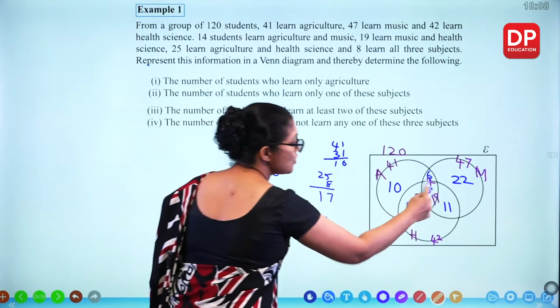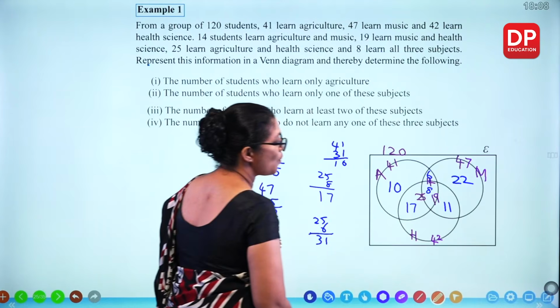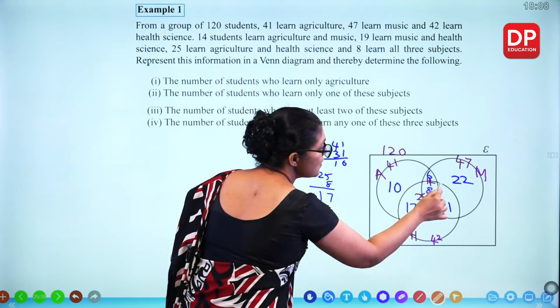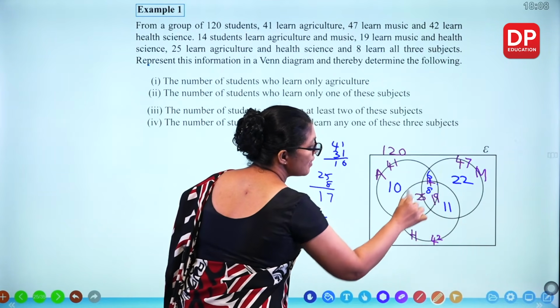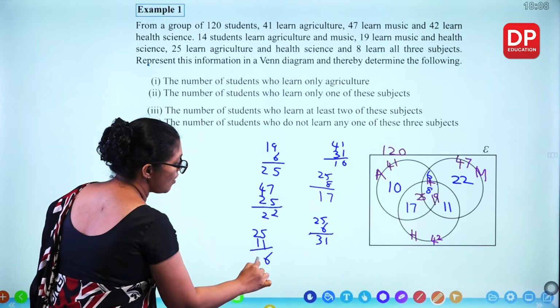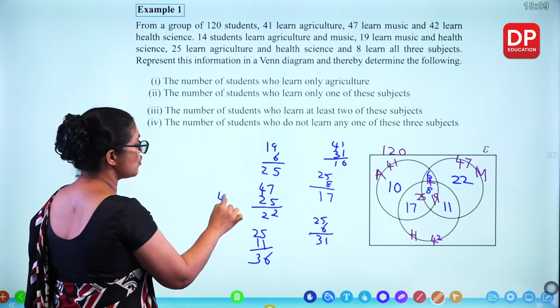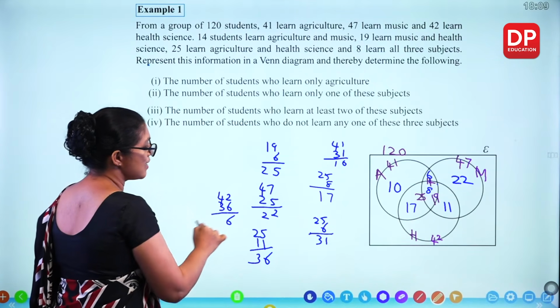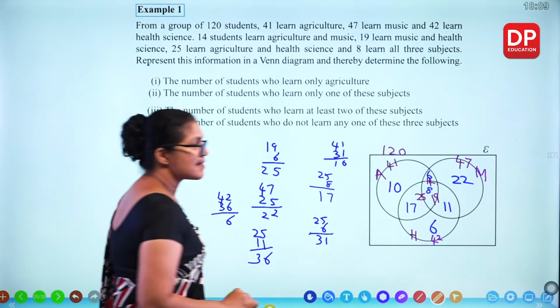Now look at this region. Look, we need to fill this one. So this is 25 and this is 11. 25 plus 11, you are getting 36. 42 minus 36, you are getting 6 here.